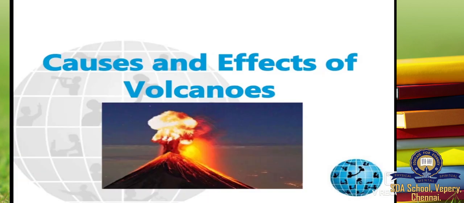Next, we will see about the causes and effects of volcanoes. The temperature increases as the depth increases at the rate of 1 degree Celsius for every 35 meters. There is also great pressure. At a depth of about 15 kilometers, the pressure is about 5 tons per square centimeter of rock. Under these circumstances, the interior of the earth is in a semi-molten state called magma.